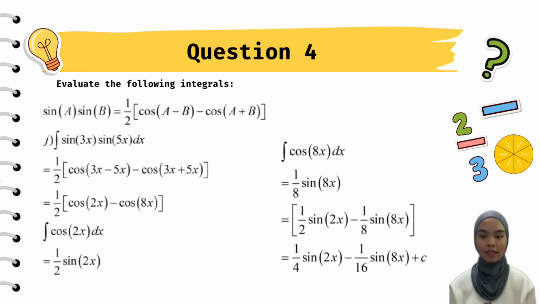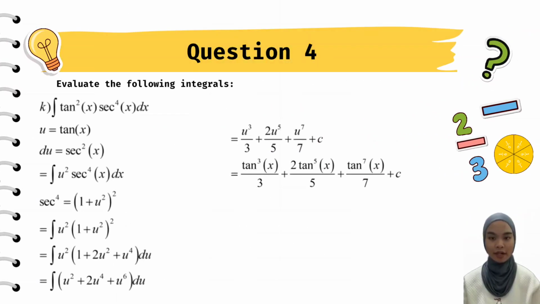For question J, integrate sin 3x sin 5x dx. We use sin A sin B equals 1/2 times [cos(A − B) − cos(A + B)]. And we can get 1/2 [cos 2x − cos 8x]. And we can get 1/2 sin 2x − 1/16 sin 8x. And the final answer is 1/4 sin 2x − 1/16 sin 8x + c.